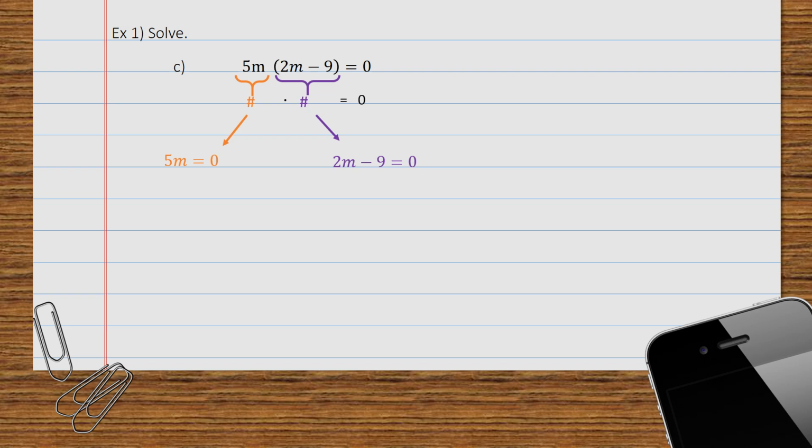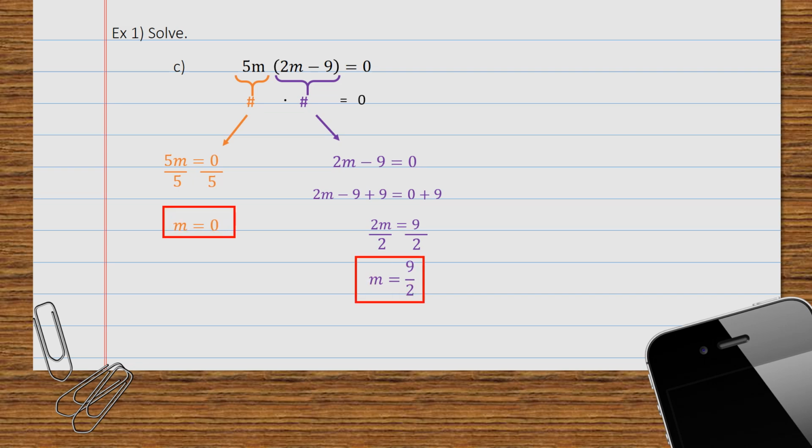Looking at the first equation, to solve for m, we need to divide both sides by 5, which gives you m equals 0. The second equation, 2m minus 9 equals 0. To solve for m, we need to add 9 to both sides, which gives you 2m equals 9. Then we need to divide both sides by 2 so we can get m all by itself. So therefore m equals 9 over 2. And there are your two solutions. Again, this would be a good time for you to check your answers by plugging them back into the original equation.